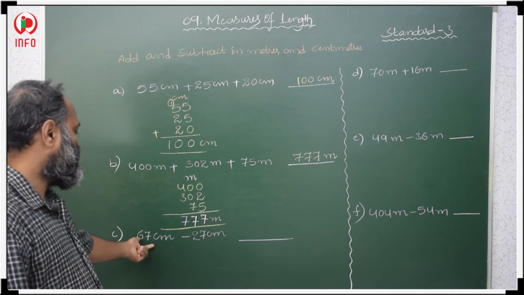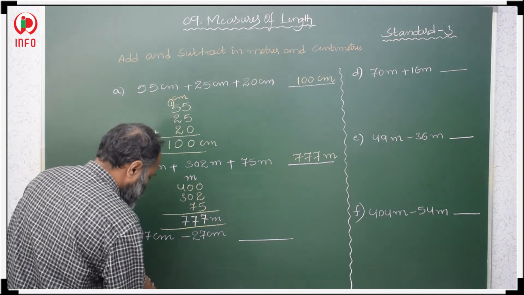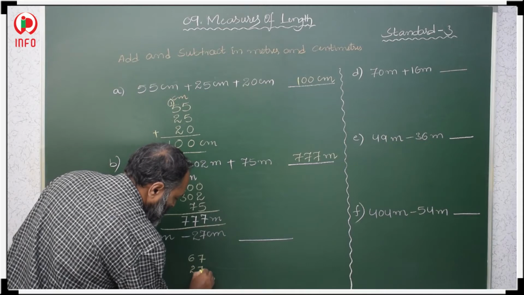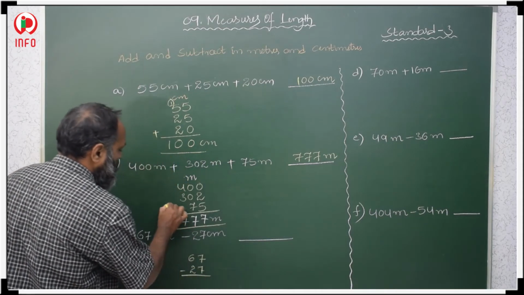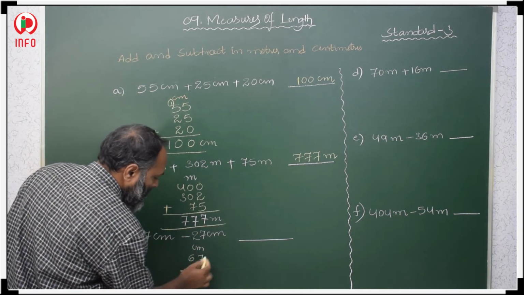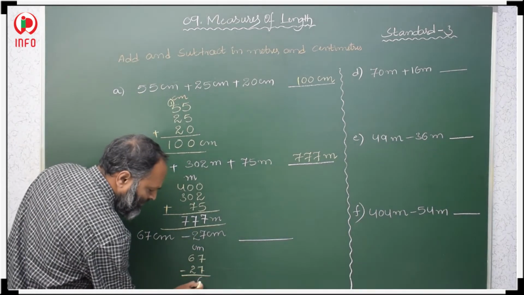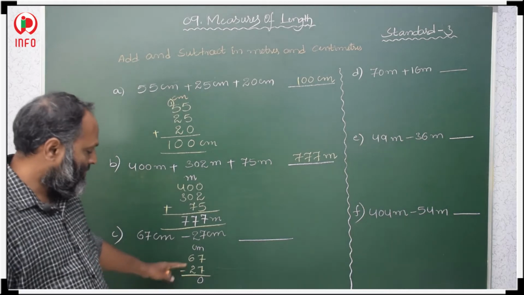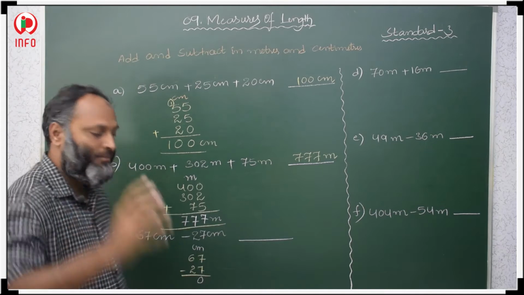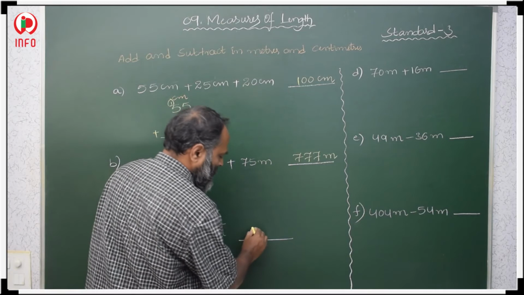Then the third question, 67 centimeters minus, means subtract, 27 centimeters. Here it is subtraction. So now these are in centimeters. 7 minus 7, same number minus same number is 0. 6 minus 2, from 2 to 6 we have to count: 3, 4, 5, 6, it is 4. 40. What is the difference? 40 centimeters.